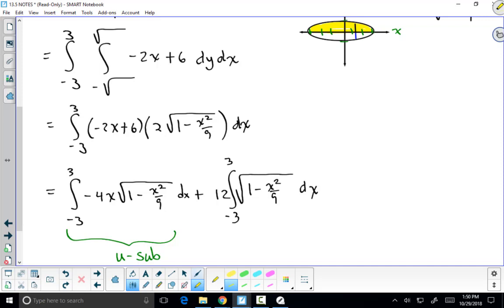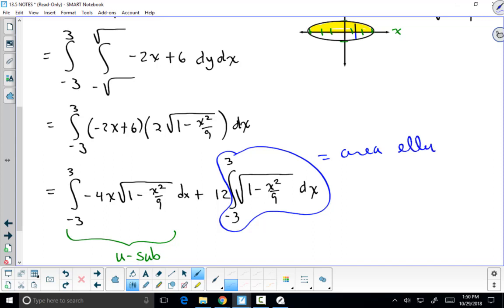Is everybody on board with that? So this part right here equals the area of the ellipse divided by 2. Because of the square root, this positive square root. If we integrate the positive square root from minus 3 to 3, that's just going to give us the area between the upper part of the ellipse and the x-axis.